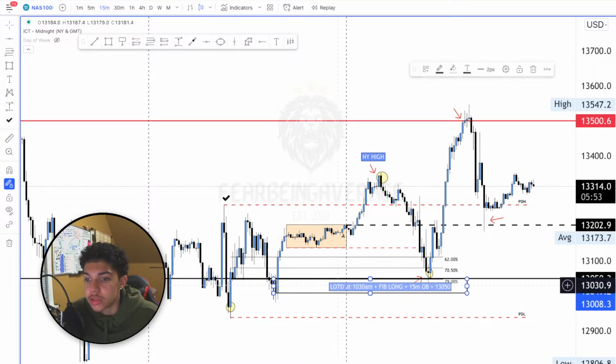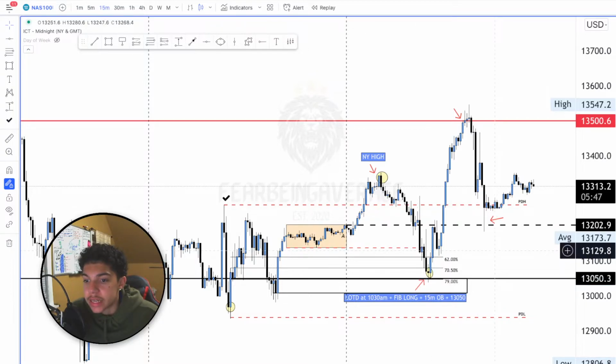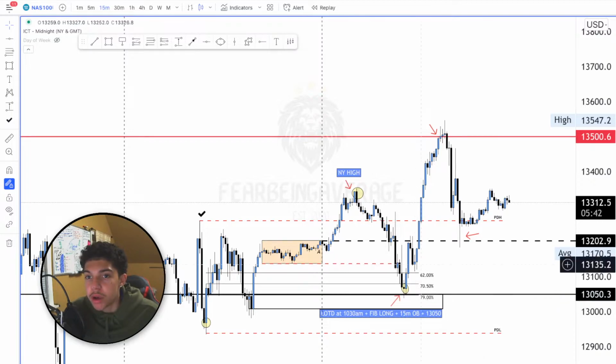I'm trying to move this. There we go. The low of the day created at the 15-minute order block at this fib long at 10:30 in the morning. And this is where we got the low of the day. And what happened from here? Price ran above and did what? Created the high of the day after tapping into 13,500.